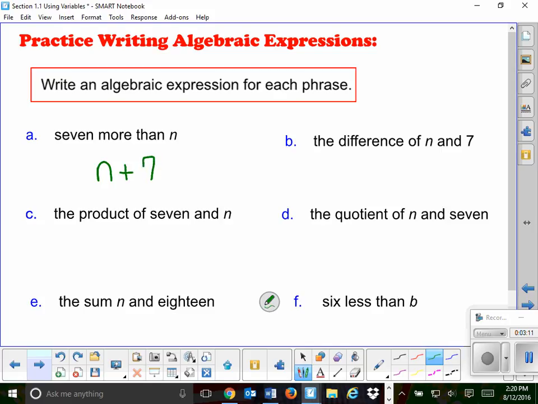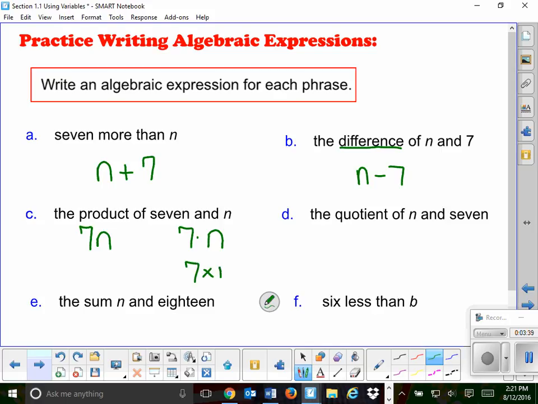The difference of n and 7, and difference is one you've got to be careful with. You have to go in order. Difference of n and 7 would be n minus 7. Difference means subtraction. The next one is the product of 7 and n. Different ways to write it. I prefer this, 7 times n. You may at times see this, but that's what we're trying to get away from.